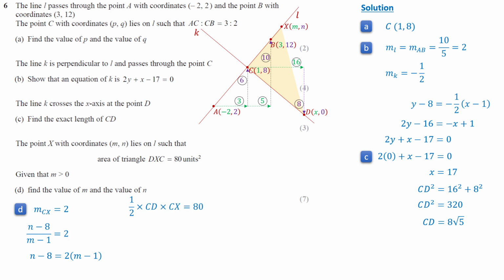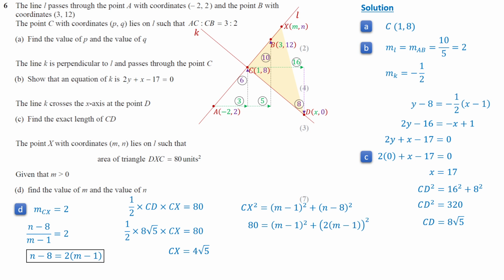Half times CD times CX equals 80. CD equals 8√5, and simplifying the equation gives us CX equals 4√5. By Pythagoras, CX squared equals m minus 1 squared plus n minus 8 squared. CX squared is 80. Substituting n minus 8 equals 2 times m minus 1 into the equation, and then we simplify to get 80 equals 5 times m minus 1 squared. Divide both sides by 5 and take the square root. We are left with m minus 1 equals plus or minus 4. Since m is greater than 0, we take m minus 1 equals 4.